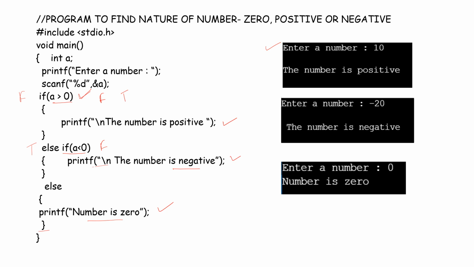Now one more output. Ask the user to enter a number. If the user enters 0, now here this is false. This is also false. So you come to this point and print the number is 0.